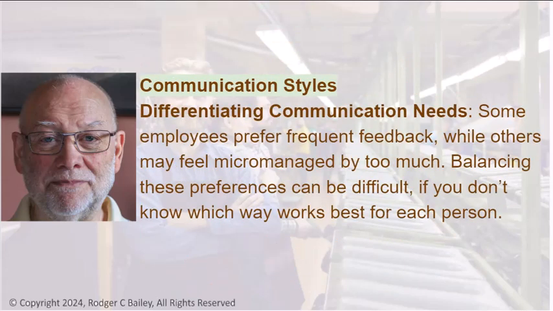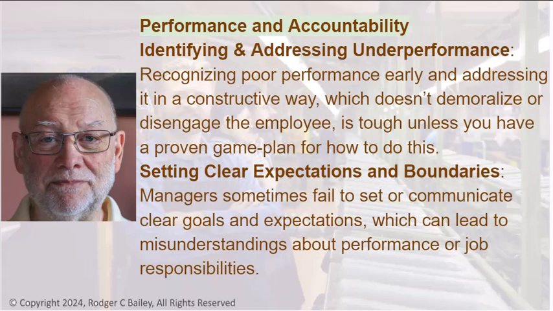Communication styles. Differentiating communication needs. Some employees prefer frequent feedback, while others may feel micromanaged by too much. Balancing these preferences can be difficult if you don't know which way works best for each person. Performance and accountability. Identifying and addressing underperformance. Recognizing poor performance early and addressing it in a constructive way, which doesn't demoralize or disengage the employee, is tough unless you have a proven game plan for how to do this. Setting clear expectations and boundaries. Managers sometimes fail to set or communicate clear goals and expectations, which can lead to misunderstandings about performance or job responsibilities.